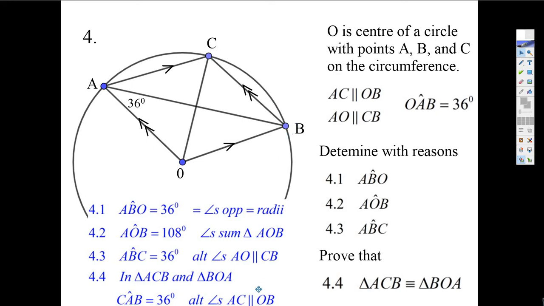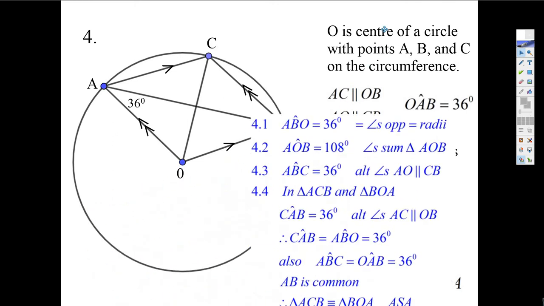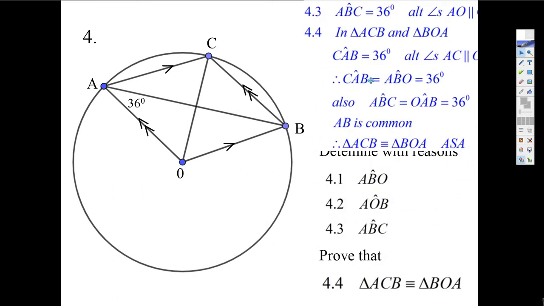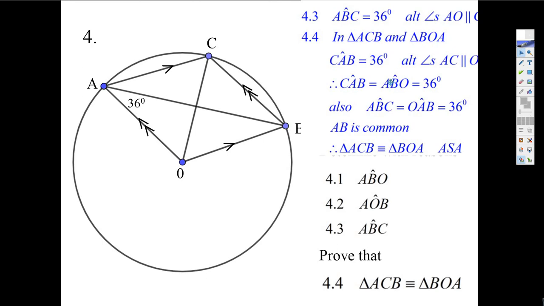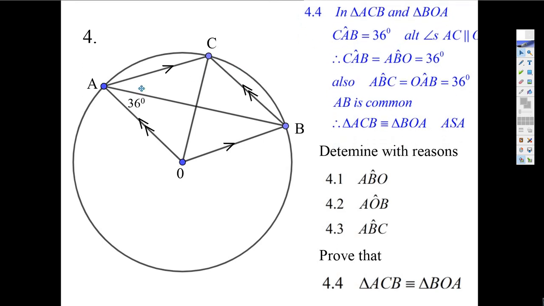Now, we're going to try something called a congruency proof. We're supposed to prove that triangle ACB, with the big triangle on top, is congruent to triangle BOA on the bottom. Well, let's just get started. A good way to get started is to name the triangles that you're working with: triangle ACB and triangle BOA.